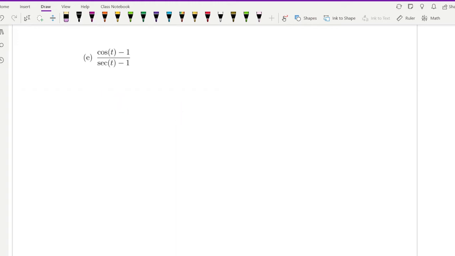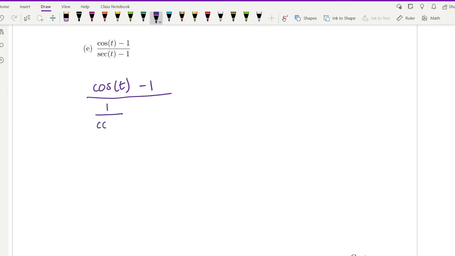So what I would probably do here first is start by writing things in terms of sine and cosine. If you are ever stuck and you can't see a Pythagorean identity, you can't see anything to get broken up or simplified in any way, the first thing you can always do is rewrite things in terms of sine and cosine. That will generally help you progress, even if it's not the fastest way. So I'm going to rewrite it: cosine is still cosine, but secant we can rewrite as 1 over cosine of t, minus 1.